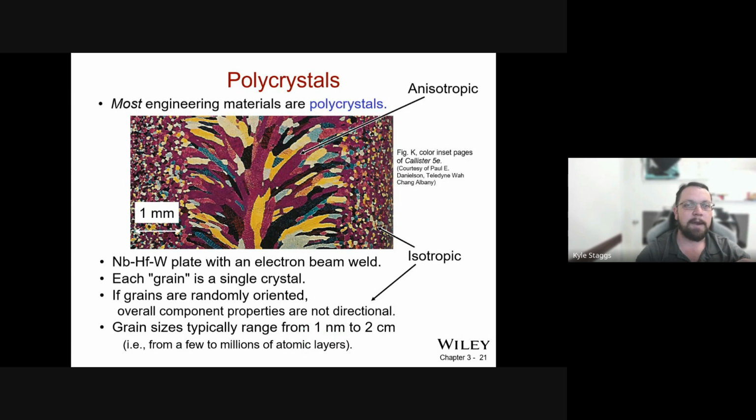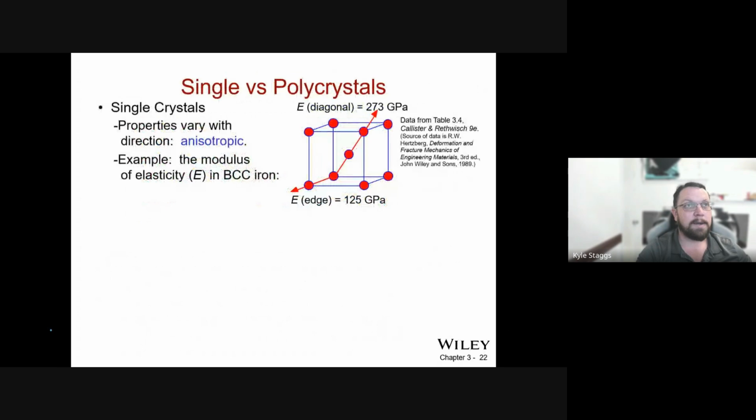So it's after that kind of processing that's happened to the material, 1 nanometer all the way up to about a couple centimeters for the grain size. So there can be just a handful or millions of atomic layers for the grains, and it can be anywhere in between. There's a lot more depth there that we could go into, but we'll keep rolling. So the single crystals versus polycrystals becomes important for a few reasons.